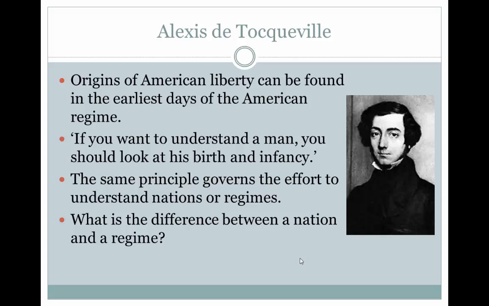But this leads us to ask the question, what is a nation and what is a regime? What's the difference between those two things?